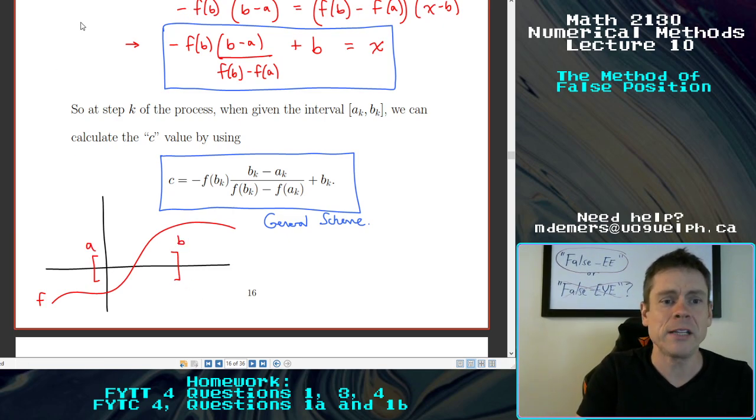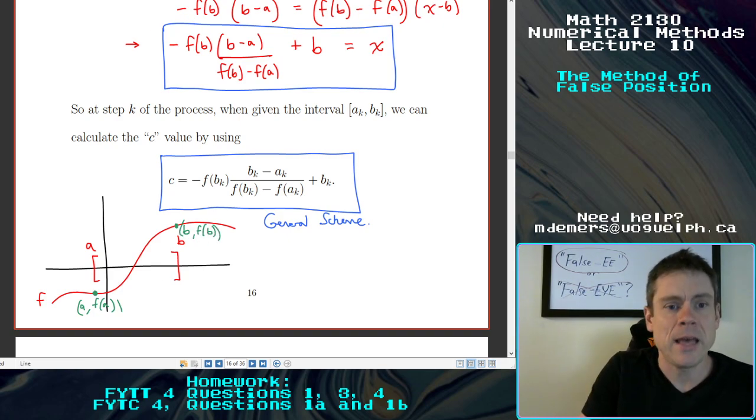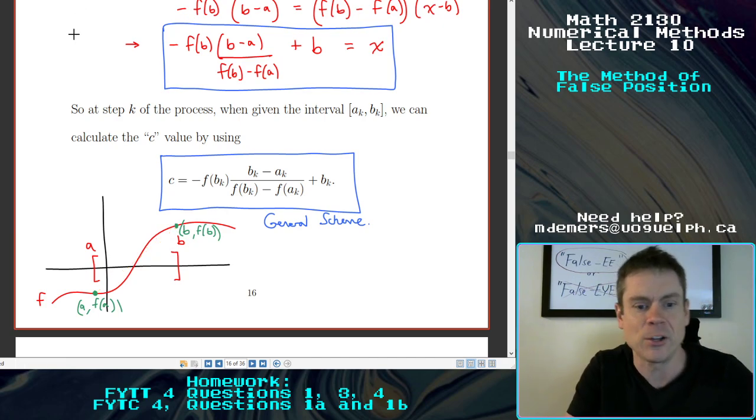What's literally happening here is there's my f of a. Here's my f of b right here. So f of b is up here. And if I go to find the line segment connecting the two, actually, let's make that green as well.